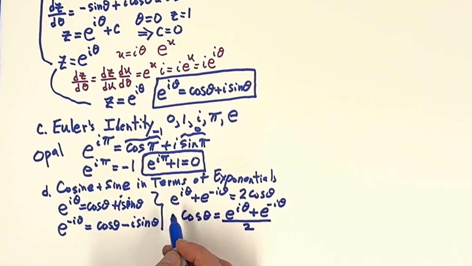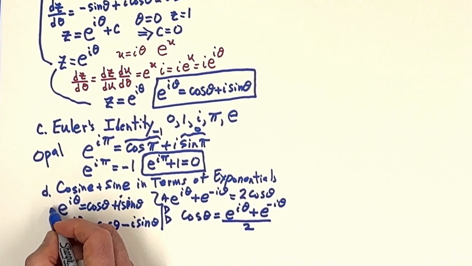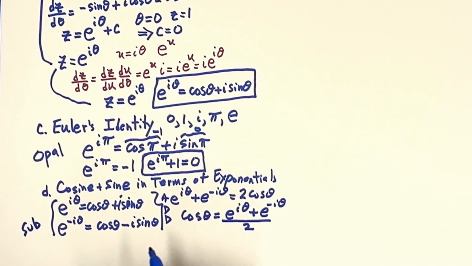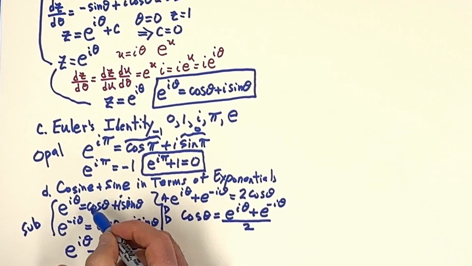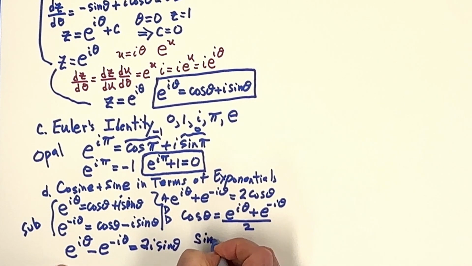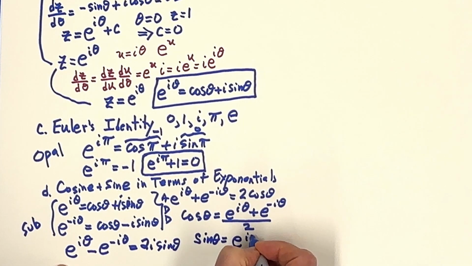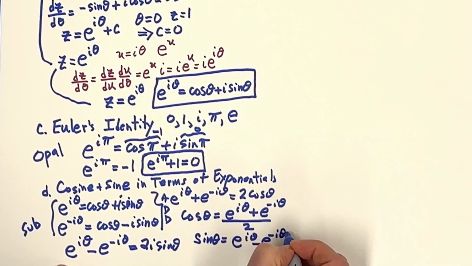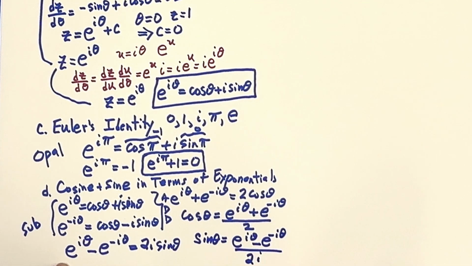Now, instead of adding these equations like we did here, A, D, D for add, we're going to subtract. So then, e to the i theta minus e to the minus i theta, like this. Now the cosines go away, and the minus sign here makes that positive, and you get 2i sine of theta. So that means the sine of theta is e to the i theta minus e to the minus i theta, all divided by 2i. Beautiful result. And very important in physics and engineering.